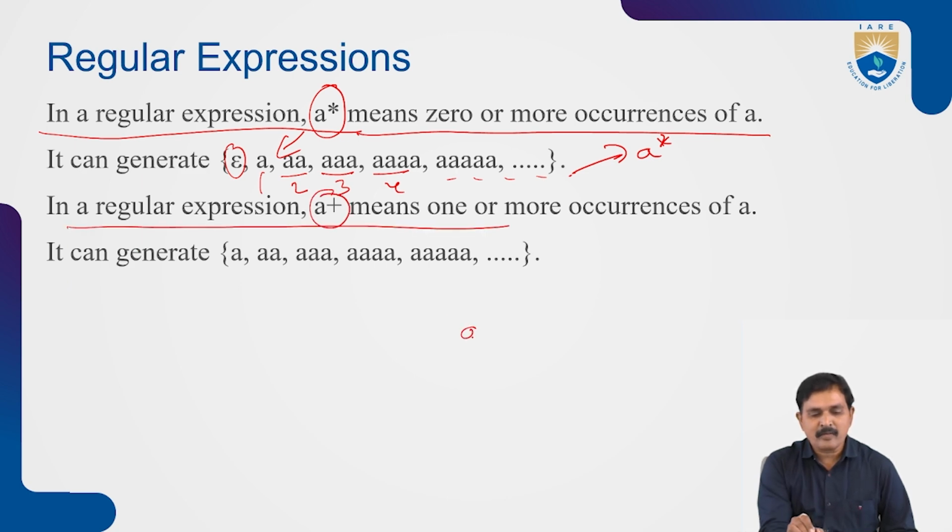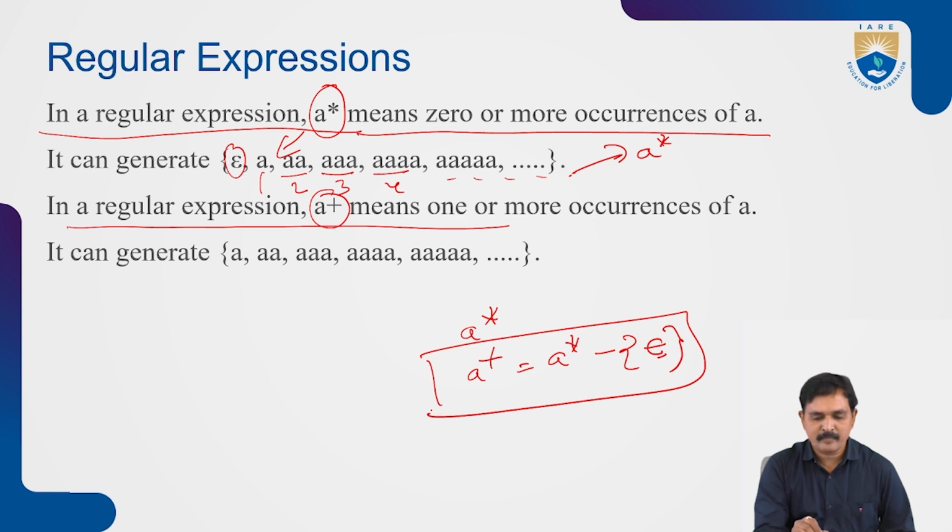And other than closure, one more operator is there. It is not the closure, but you obtain its value from the closure value. How? You take the closure of A and exclude the null symbol. This is a formula you should follow. A star is the closure. You know the idea of the closure, but A plus is always obtained from the closure of the A value. The closure of A is A star, and from that you exclude the null symbol.